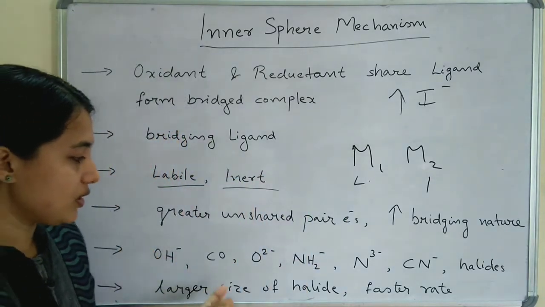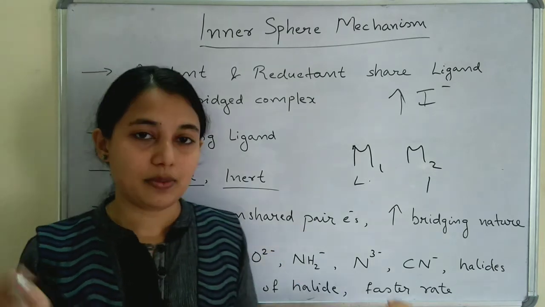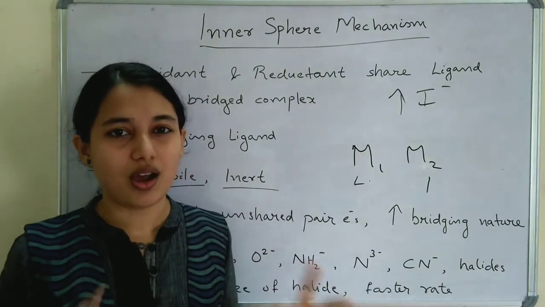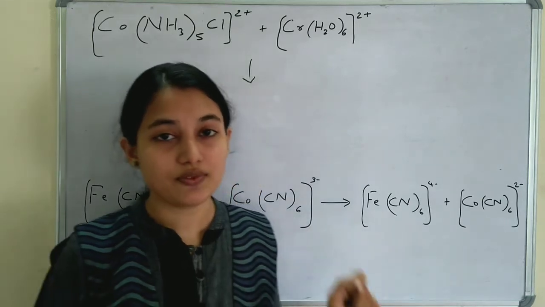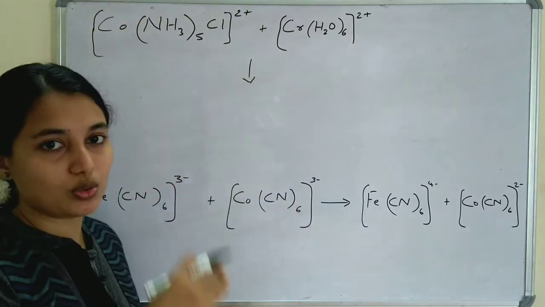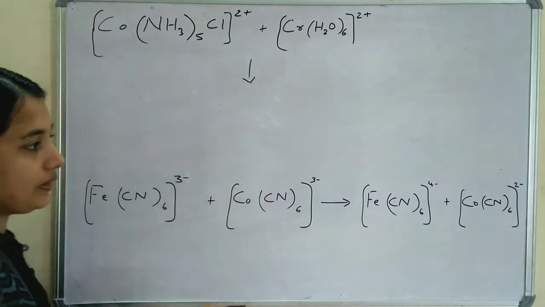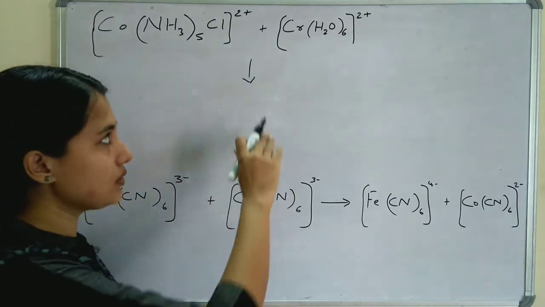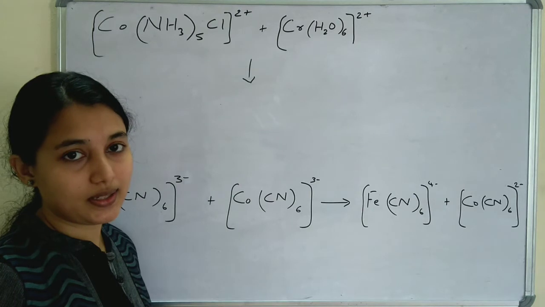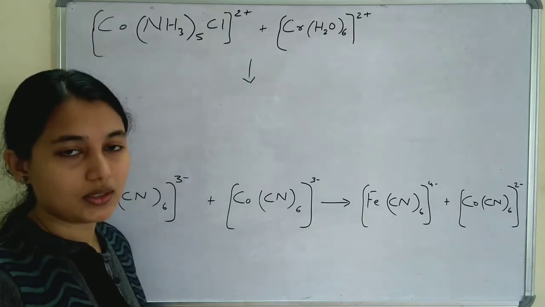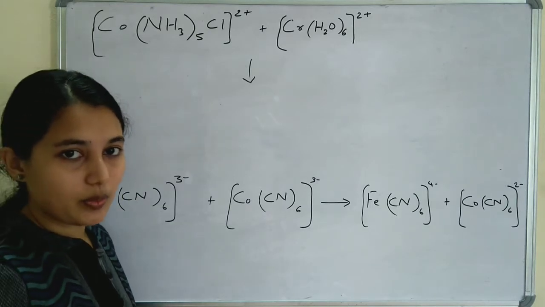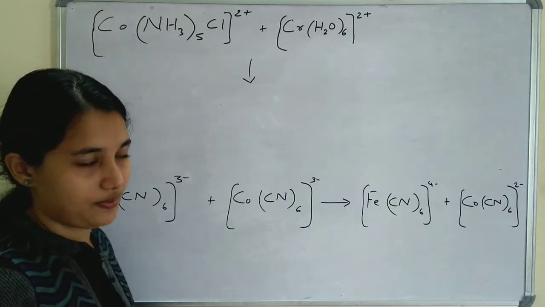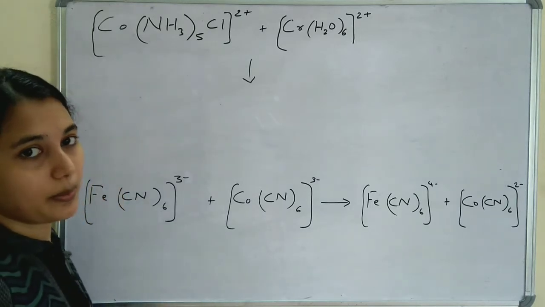OH minus, CO, O2 minus, NH2 minus, N3 minus, CN minus, NCS, etc. are bridging ligands. Inner sphere mechanism is the sharing of a ligand, or transfer of a bridging ligand from one complex to the other. We can see two examples. In the first case, the transfer of the bridging ligand takes place, but in the second case there is no transfer of the bridging ligand. I already said there are cases where the bridging ligand is not transferred, and that's also inner sphere mechanism.